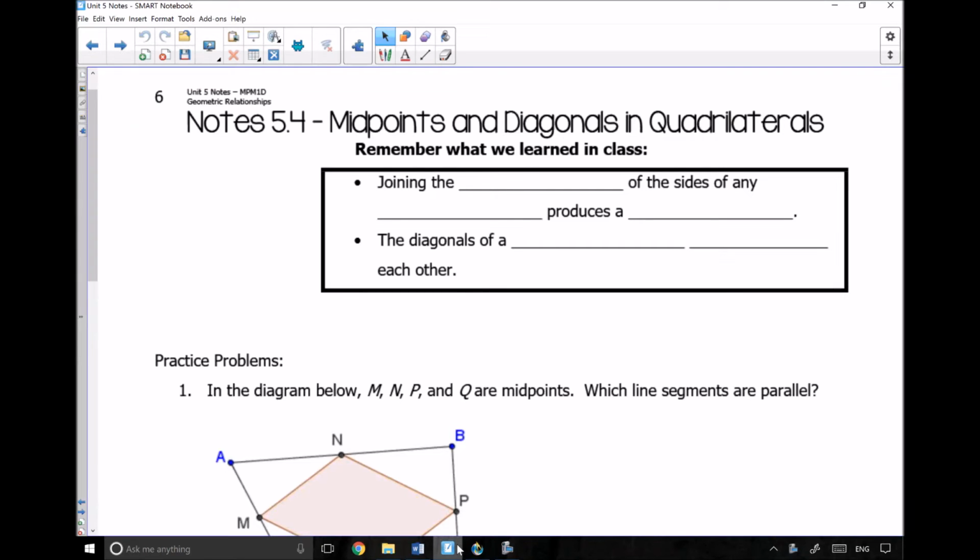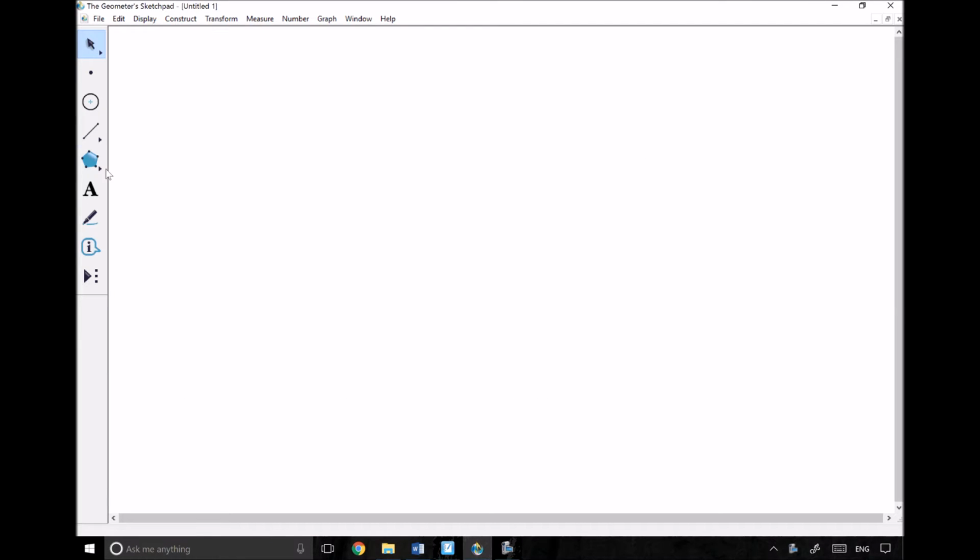Hi, ladies and gentlemen. We are on our last page of notes, notes 5.4, which are on page 6, and they are on midpoints and diagonals in quadrilaterals. So let's just do a quick refresher of what we learned in class when we did our stations. If you remember, in one of the stations you just got random quadrilaterals.